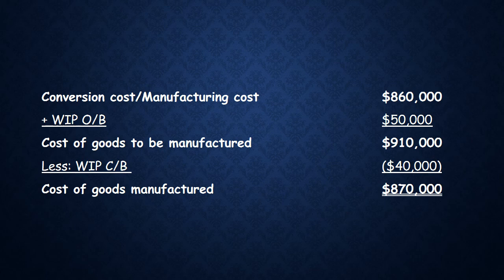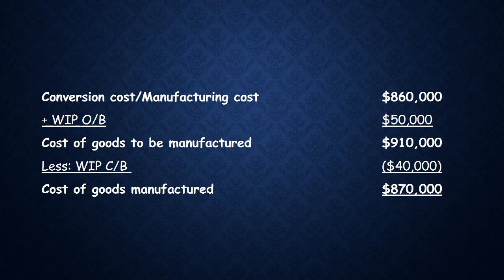Let's see how you can proceed further to calculate your cost of goods manufactured. You are going to add work in progress opening balance to manufacturing cost. This gives you cost of goods to be manufactured. Once you have got cost of goods to be manufactured, you are going to subtract work in progress closing balance.